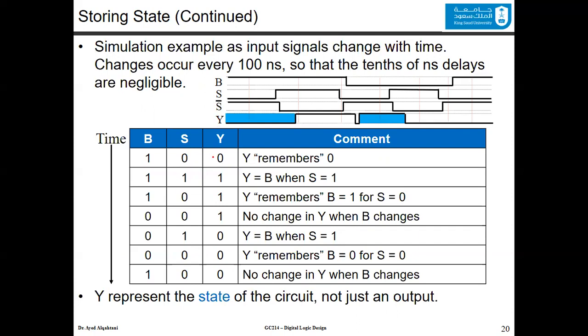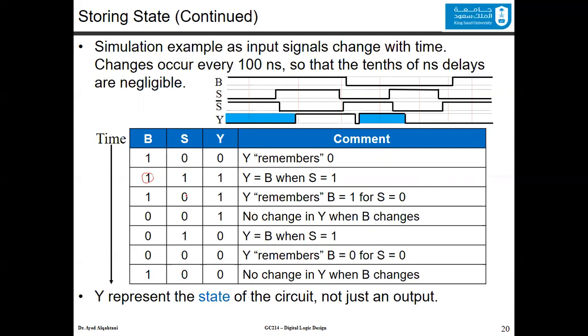So at the beginning, if we say that the value of b is 1 and y was 0, and the selection is 0, meaning that you will select the old value of y, which means that y remembers its old value 0. Now, if you make the selection equal to 1, you will pass b to the output. Y will equal b when s is equal to 1.